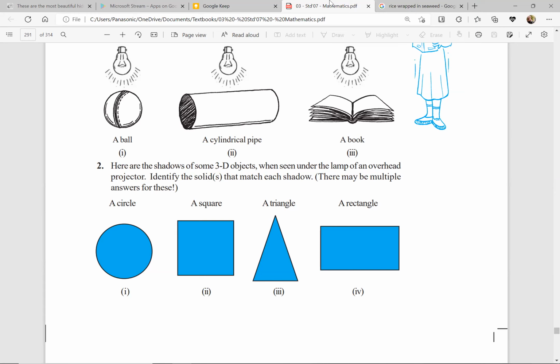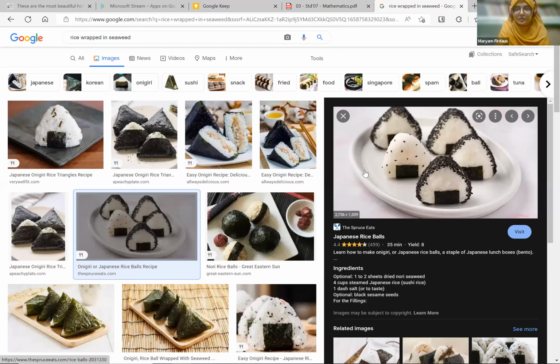Wait a minute. A triangular prism. Yes, it will be a triangular prism. Very good. Okay, fine. So, can it be a triangular pyramid also? That shape won't be a triangular pyramid. I'll tell you why. Take a look at this object on the right.